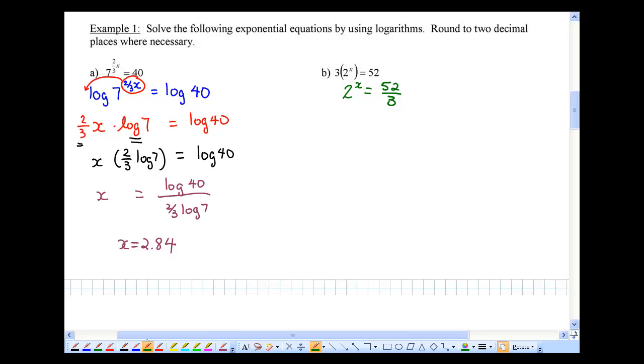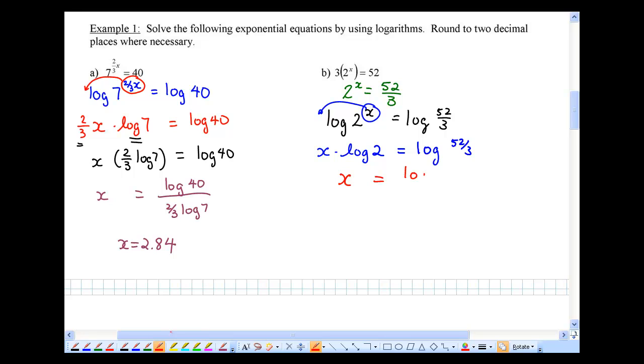And then now you can convert this into logarithmic form. So we'll take log on both sides of log 52 over 3. Once again, when you do that, I'm going to ask you to use the power law, bring that exponent down to the front, so that's x times log of 2. And this equals log of 52 over 3. And then once again, solving for x, x equals log of 52 over 3, divided by log of 2.